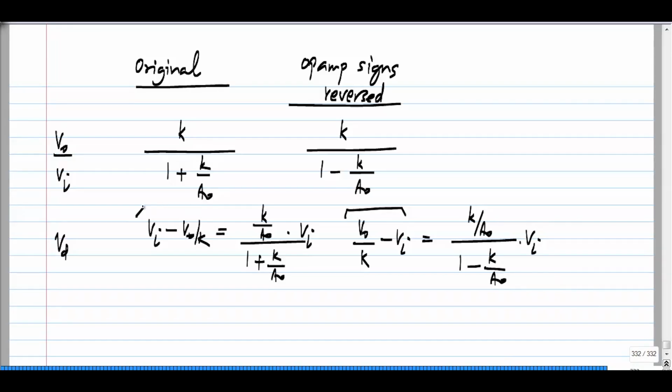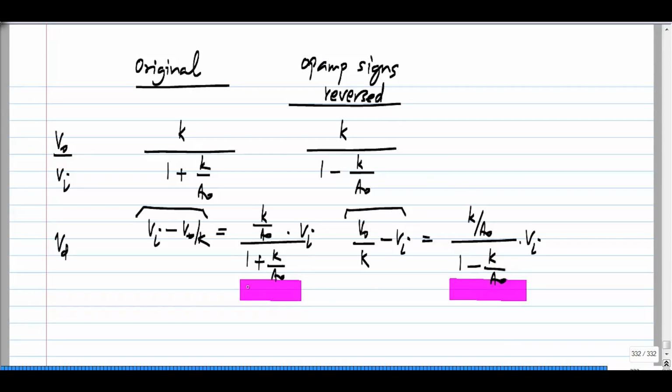All I have done is consider what V D is in each case. In the first case, it was V I minus V naught by k. With the op amp signs reversed, it was V naught by k minus V I. And in terms of V I, that turns out to be either this one or that one. Again, it does not look like there is much difference over there, because this k by A naught is expected to be much smaller than 1 anyway.